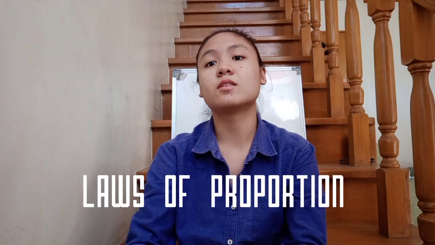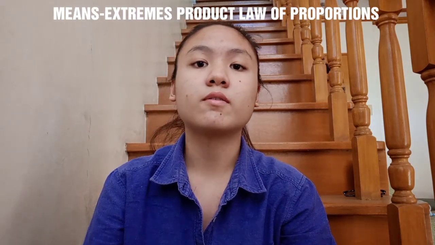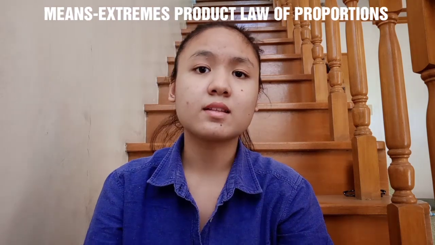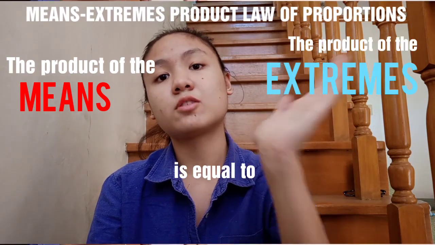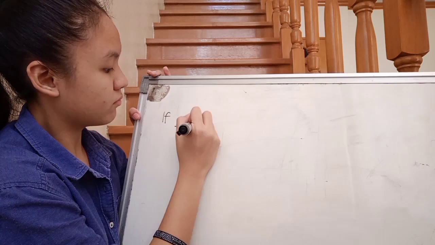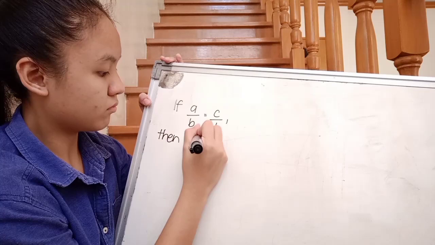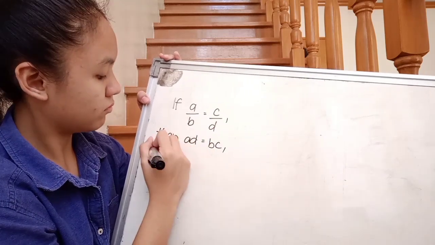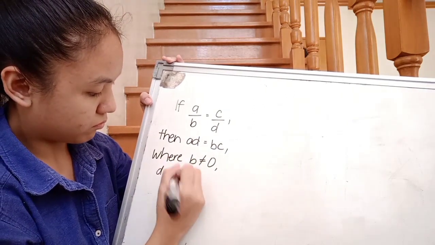Okay, too much information on ratios. Let's get to the laws of proportion. Our first law is called the means-extremes product law of proportions. It states that in a proportion, the product of the means is equal to the product of the extremes. The first law says that if A/B is equal to C/D, then A multiplied by D is equal to B multiplied by C, where B is not equal to 0 and D is not equal to 0.